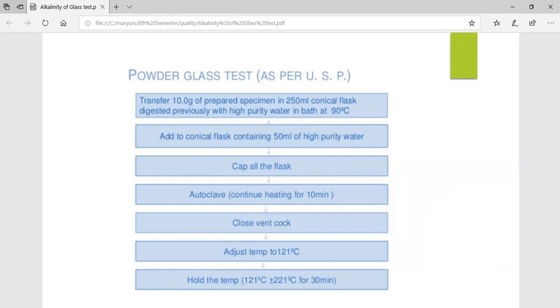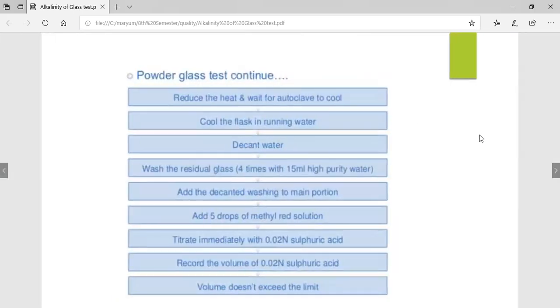Then we will add to the conical flask 50 ml of the high purity water. Then we will cap the flask, and we will autoclave for 10 minutes so that the process of alkalinity gets faster. Then we will close and cook, and we will adjust the temperature to about 121, say 121 plus minus 221 degrees. The temperature can vary from 121 degrees to 221 degrees, either the minimum or maximum, for about 30 minutes. It depends on how fast we want the process to happen.